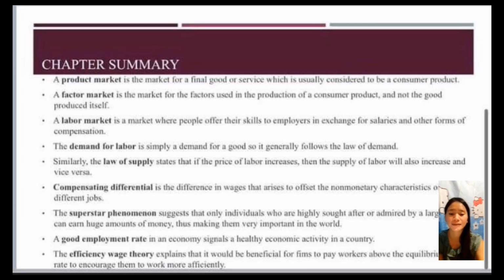And then, chapter summary. Number 1, a product market is the market for a final good or service, which is usually considered to be a consumer product. Number 2, a factor market is the market for the factors used in the production of a consumer product and not the good produced itself.